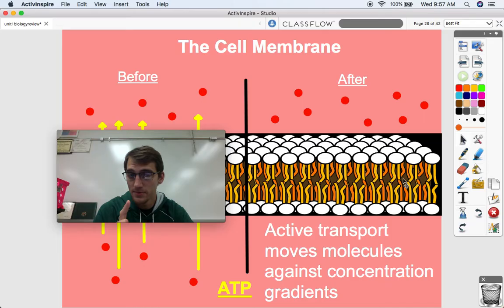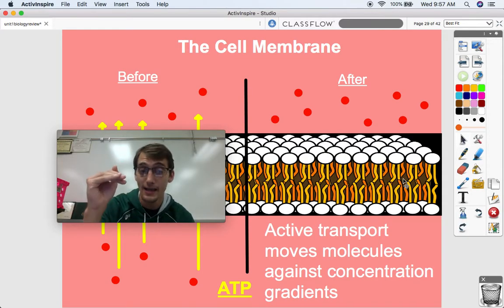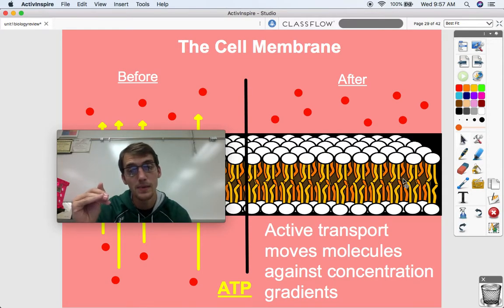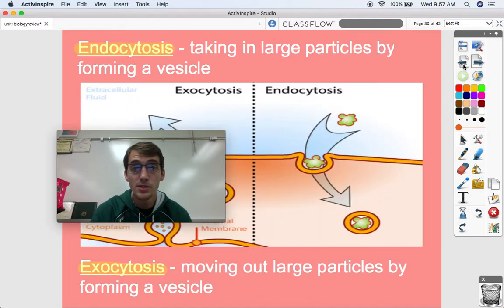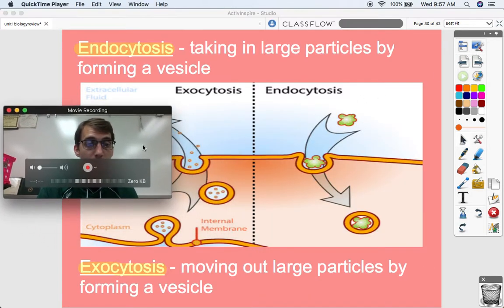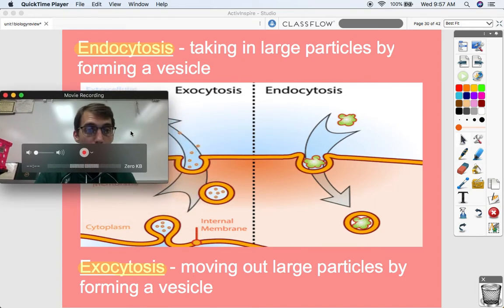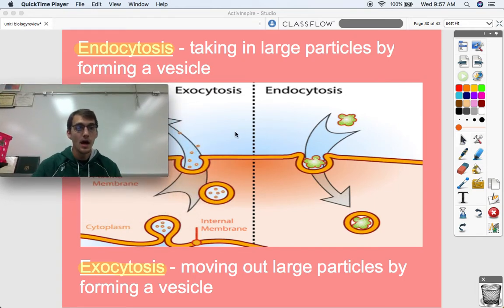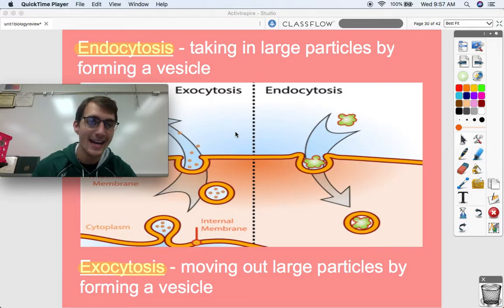If we were to make a T-chart here, passive transport does not require energy, and it goes from high concentration to low concentration. Active transport does require energy, and it goes from low concentration to high concentration. So it goes in the opposite direction. Two other forms of active transport that we're going to talk about before we end this lesson are called endocytosis and exocytosis.